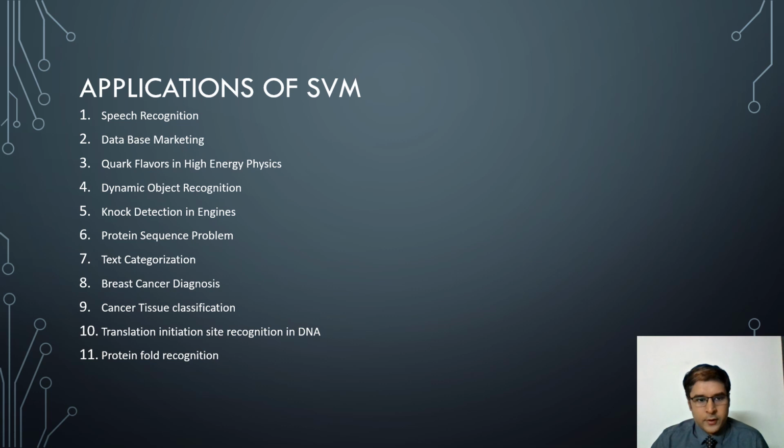The applications of SVM or use cases of support vector machines are given in this slide as examples. For example, we have speech recognition, we have text categorization, or in the medical field, we have cancer tissue classification, and so on.